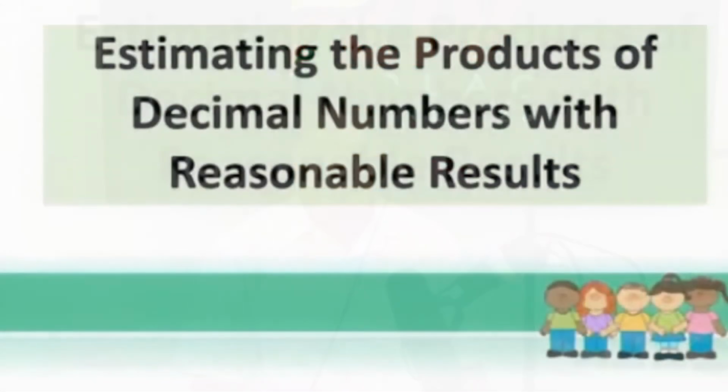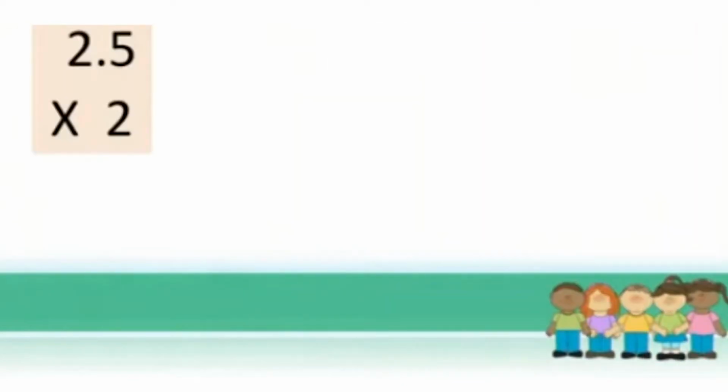Today, we will be discussing estimating the products of decimal numbers with reasonable results. But before that, let us review our previous lesson in multiplying decimals. First, 2.5 times 2 is equal to n. What is the value of n?